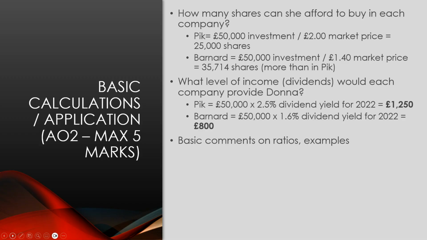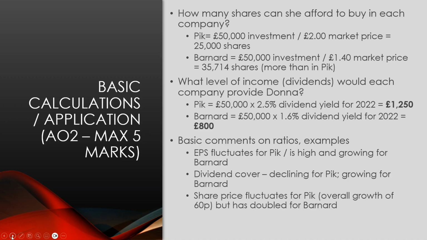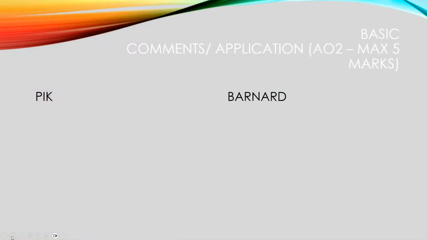More AO2 marks available for making basic comments on the ratios we've been given. So talking about the earnings per share fluctuating for PIC, whereas it's high and it's growing for Barnard. Dividend cover seems to be declining for PIC, it's growing for Barnard. Don't just say they're higher or lower, that doesn't really tell us anything. Are they improving? Are they deteriorating? Is it increasing, decreasing? Is it a good thing? Is it a bad thing? The share price fluctuates for PIC. It's got overall growth of 60p, but it's doubled for Barnard. So that suggests it's doing well.